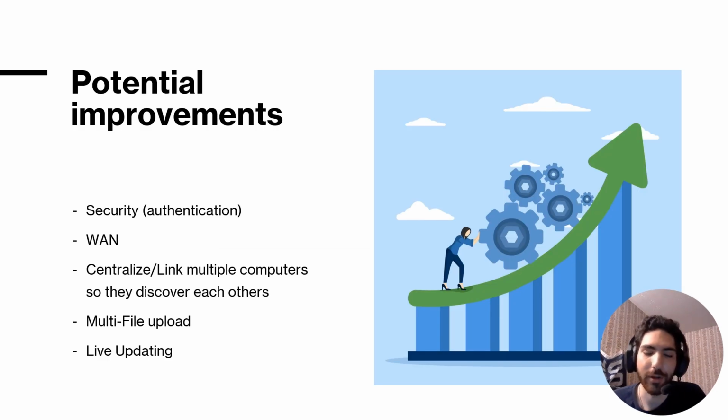Some things I thought of if I had more time would be to improve on the security and add a login. With that, I can open it up to the wide area network, so I can have it accessible anywhere in the world with internet. Right now, it's just using LAN, so it's just within my house. Another feature I thought up would be to make it so that the servers discover each other, so you can run multiple instances, but they know each other in the network. Some other features are multi-file uploads, so you can select multiple files and upload at the same time, and live updates so that it refreshes on its own.